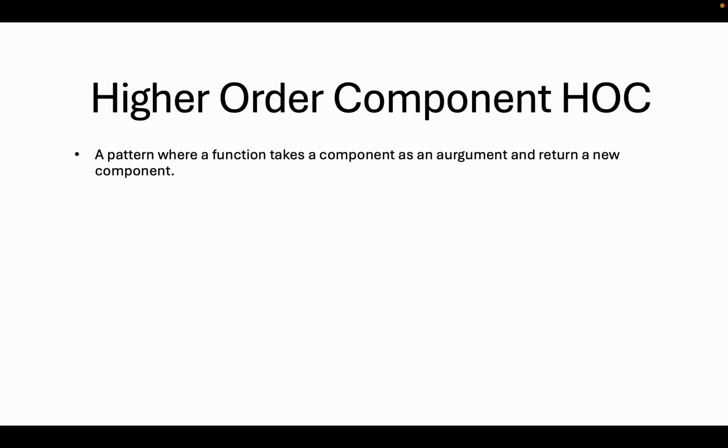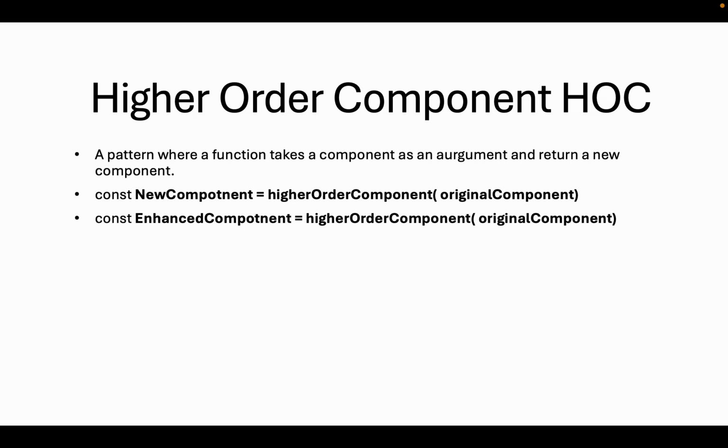A higher order component is a component or a function that takes a component as an argument or parameter and returns a new component. A new component will be returned from a higher order component when you pass an original component to the HOC. Another way to say it: a higher order component takes an original component as an argument and returns an enhanced component with some extra functionalities.